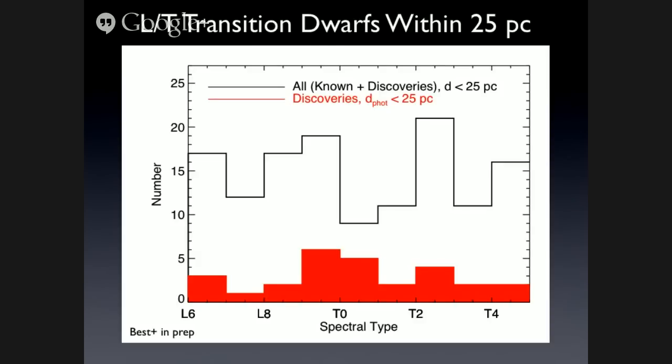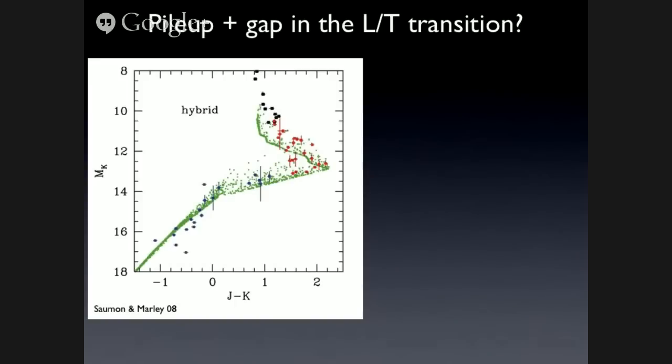Now, what are we doing to try to understand the LT transition better now that we have data in hand? One thing we focused on is motivated by the Saumon and Marley hybrid model, used by at least one other group. In this color magnitude diagram, the green points are modeled objects and the other colors are objects with known parallaxes at the time. I want to focus specifically on the middle of the transition, where there's a relative pile-up of objects, which in the model is explained by a release of entropy as clouds clear, as they do in the transition.